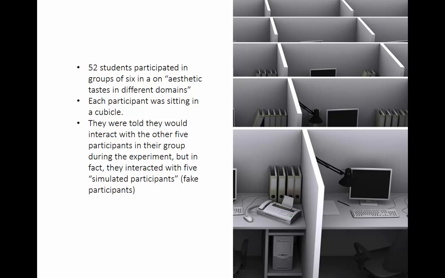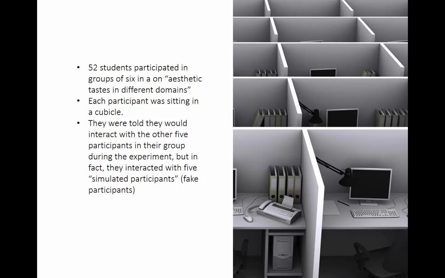Right? So they were invited to come in. Actually, they were cheated on. They were told that they had scored particularly well in the exam, but they didn't. So they were just being invited to come in, and they were sitting in their little cubicles. And then they were told that they would interact with 5 other participants in their group. They were always coming in groups of 6 during the experiments.